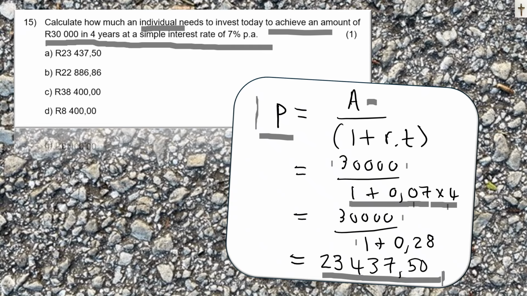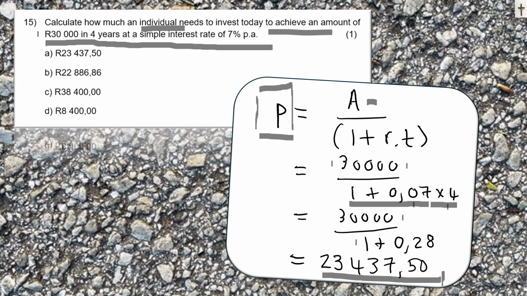You need to practice using your calculator here. The question was how much money needs to be invested today in order to get 30,000 in 4 years' time, and you got a formula for it. Know which one to pick for simple interest and which one to pick for compound interest.